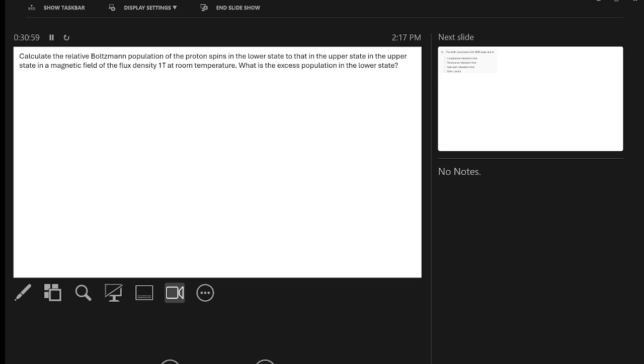The first is: calculate the relative Boltzmann population of the proton spins in the lower state to the upper state in a magnetic field of flux density 1 Tesla at room temperature. At room temperature, what is the excess population in the lower state? Here we try to solve this problem. So what is this question asking? This n alpha divided by n beta. So we try to calculate this.